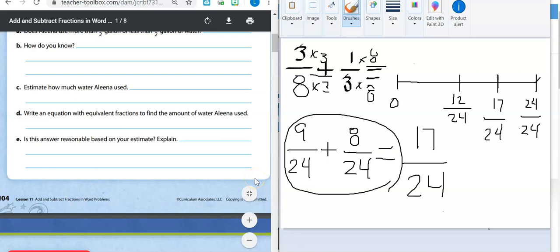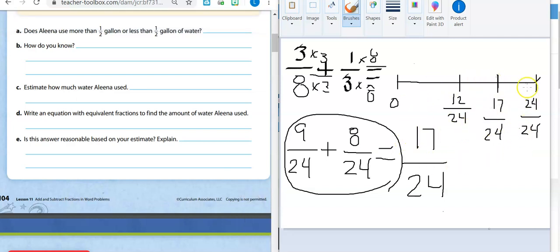All right, boys and girls, so let's pick up where we left off. So I stated that we drew a number line right here to help us understand if our answer is in fact reasonable based on our estimate.